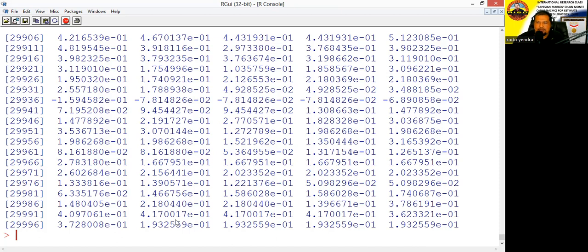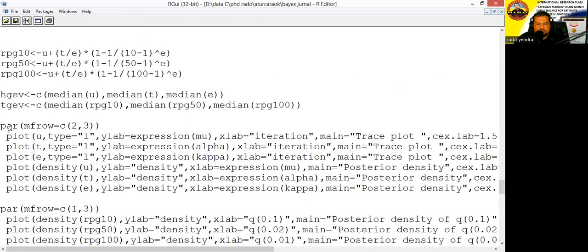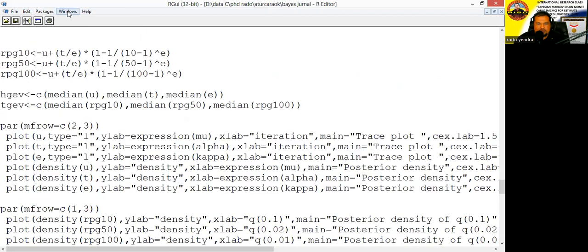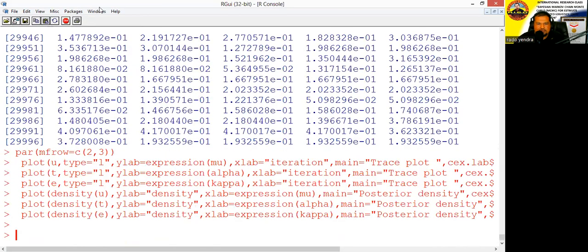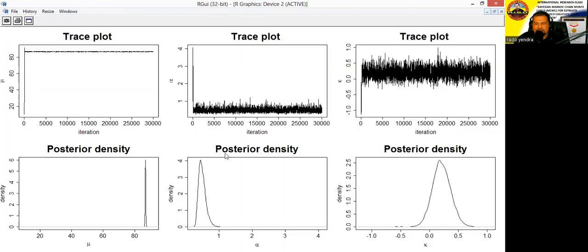So we try to plot the trace plot and the posterior density plot. Okay, this is the trace plot and then the posterior density plot. Okay, good. We check our graphic. Okay, this is our graphic. You can check here.